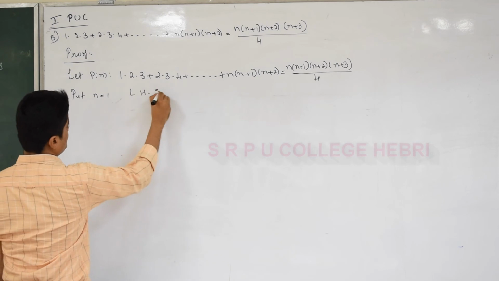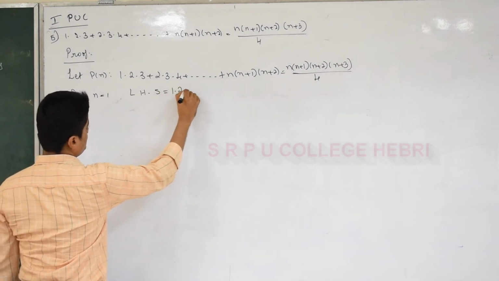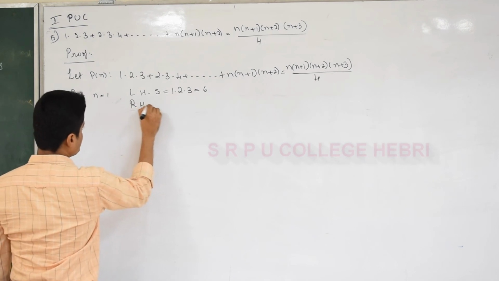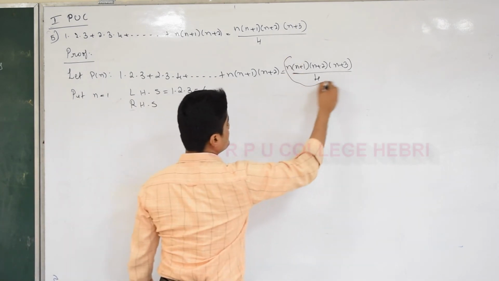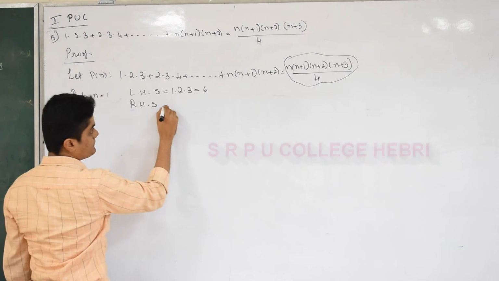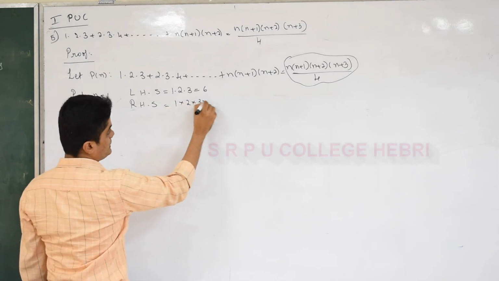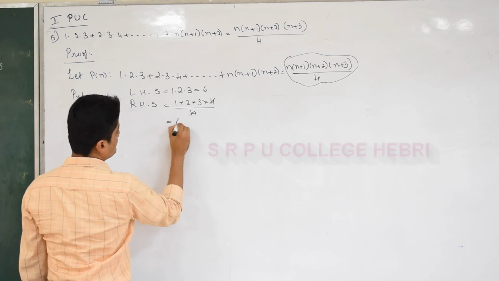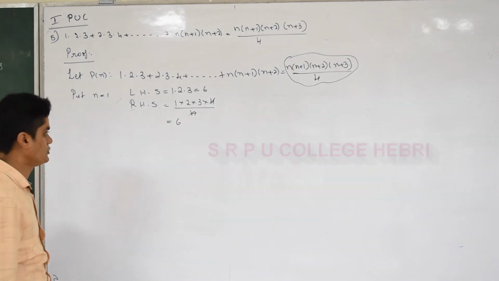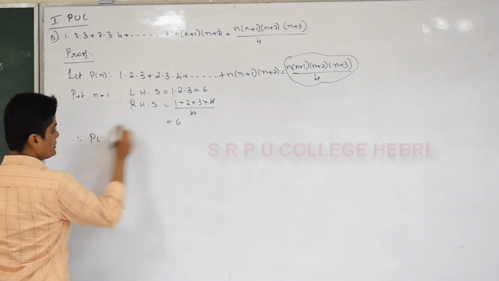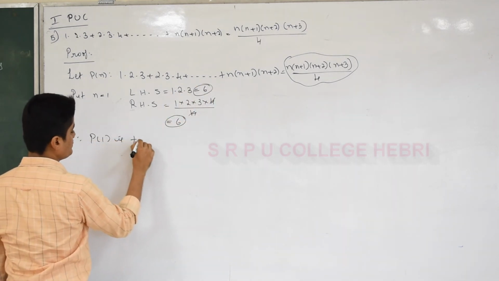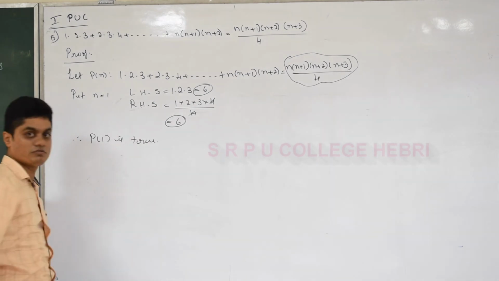LHS, you know, is always the first term. 1 into 2 into 3 is 6. We have to substitute the same number in the RHS expression. Yes, say 1 into 2 into 3 into 4 divided by 4. 4 cancels. Even this is 1 into 2 into 3 equal to 6. So what is the conclusion? RHS is 6, LHS is also 6. So P of 1 is true. Therefore P of 1 is true.